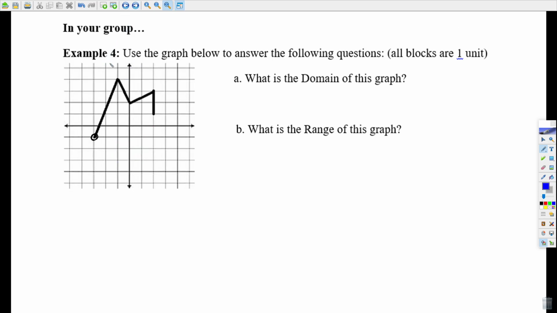Okay, for example 4, I would suggest maybe trying it yourself, maybe pausing the video and seeing if you can get it right, and then we'll go over it.